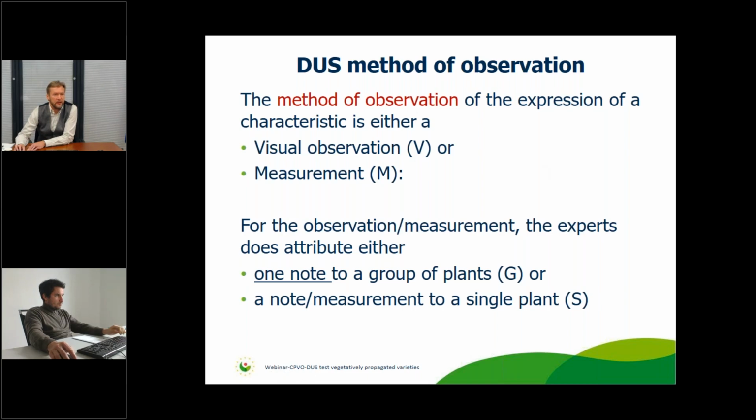Another point that is fixed in the technical protocol is the method of observation for the characteristics. You do it either visually or via measurements. Furthermore, you can give a note to a group of plants, meaning the whole plot, or you measure or assess single plants.